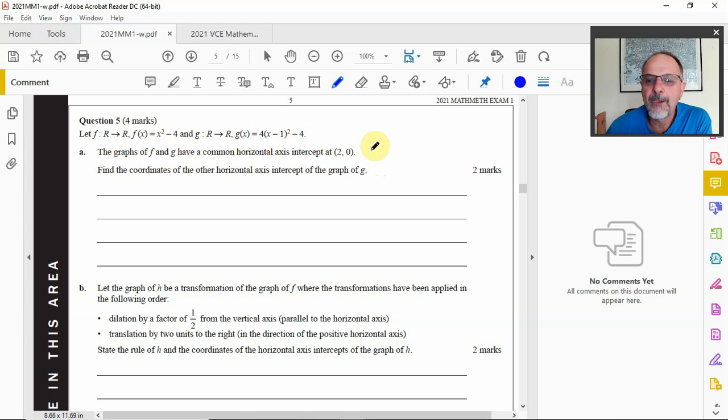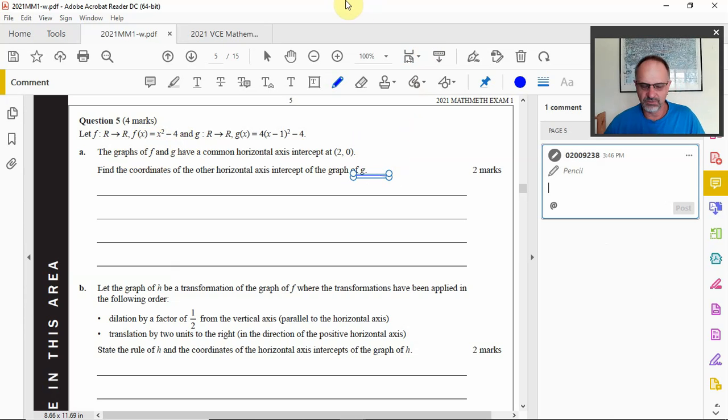All right, so at this stage, we are interested in the graph of g. So this comment that f and g have a horizontal axis intercept of (2, 0), and putting the f in there, is just a distractor, because we're really not interested at this point in time in f. We're interested in g and the other horizontal axis intercept. Well, okay, nice, you've given us one. We want to find the other, so whether we had this or whether we didn't, we'd approach it the same way.